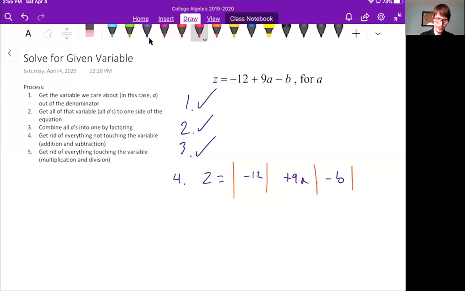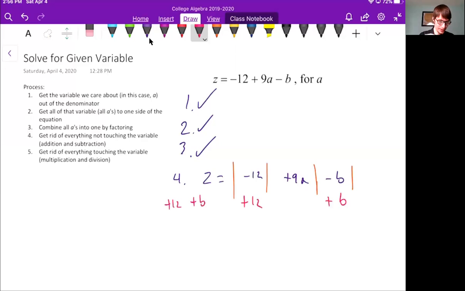And so to get rid of the -12, we can do the opposite of -12. We can add 12. For b, we've got a minus b. We want to do the opposite of minus b, so we'll just add b. But as you probably remember pretty well now, whatever we do to one side of the equation, we have to do to the other side of the equation. That's how we keep it equal. So we'll add 12 and add b to the left side of the equation too.